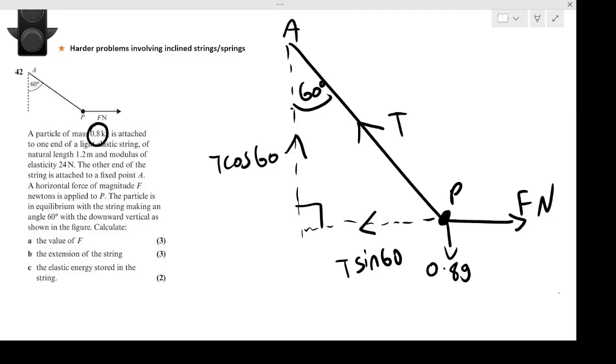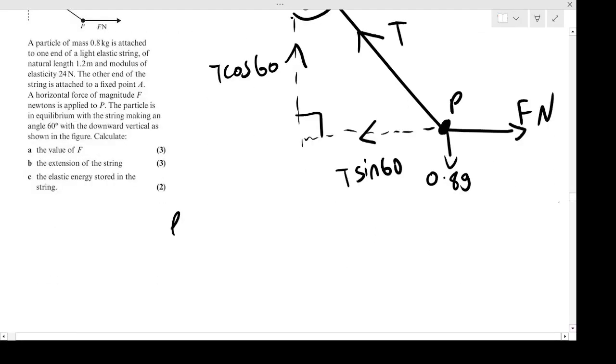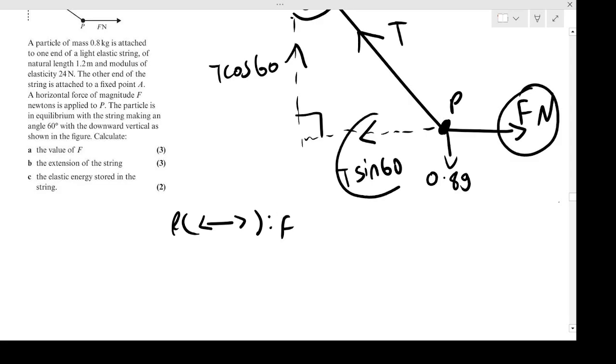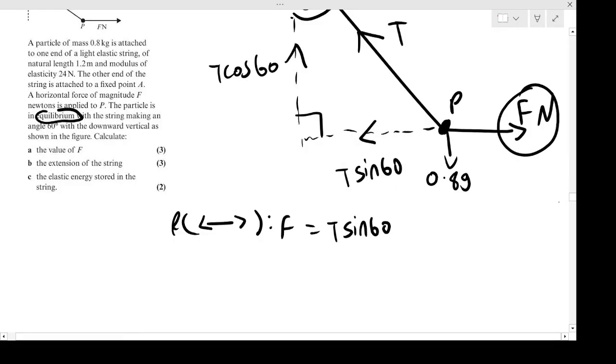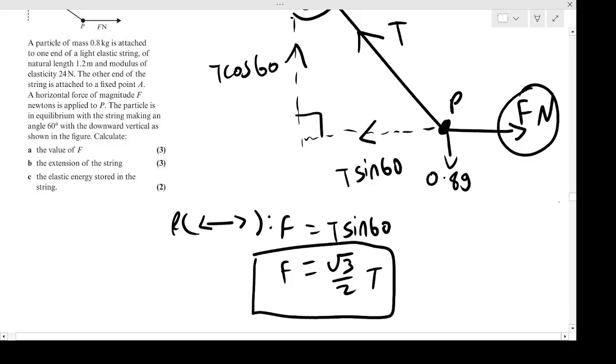So we need to work out F, so let's resolve. So firstly, let's resolve forwards and backward, to the right and left. Well, my force to the right is F, and my force to the left is T sine 60. And there we are. Now they equal each other because it's in equilibrium. Okay, so the opposite forces equal one another here. Okay. We can actually simplify this because we know that sine 60 is root 3 over 2. And there we are. So we're going to need to find T.